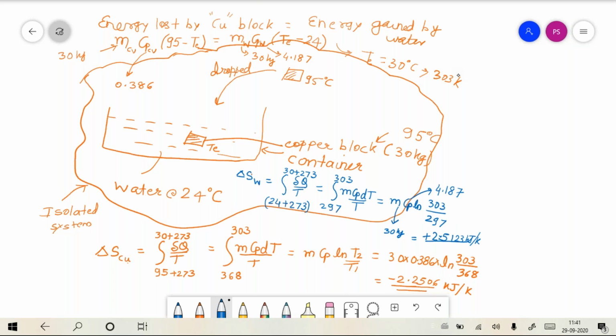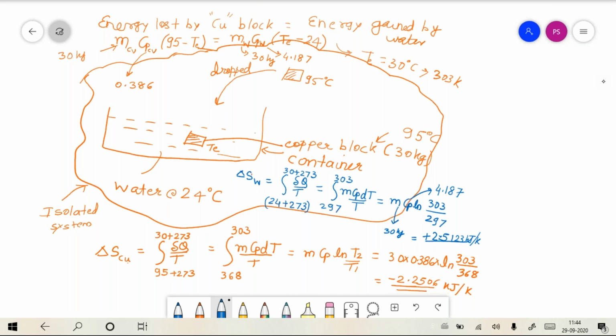So what does it tell you? Can anybody answer this? What does it tell you? It tells you that the process is irreversible. What it tells you is that the process is irreversible. Okay, and that difference, yeah, Vedant is correct.